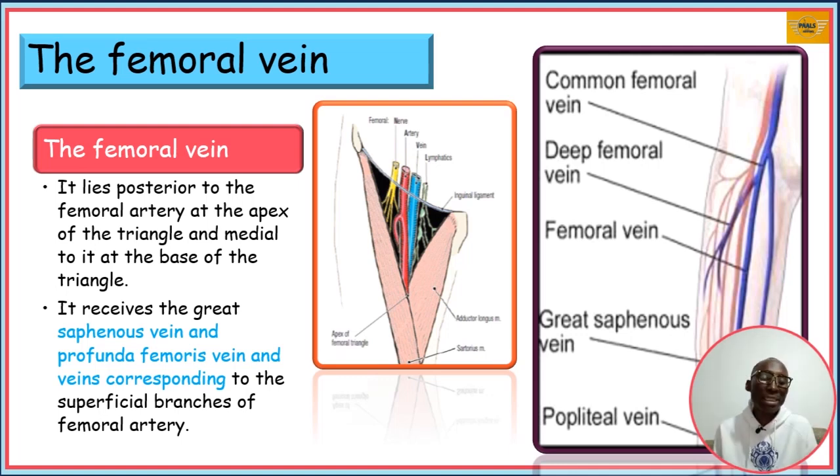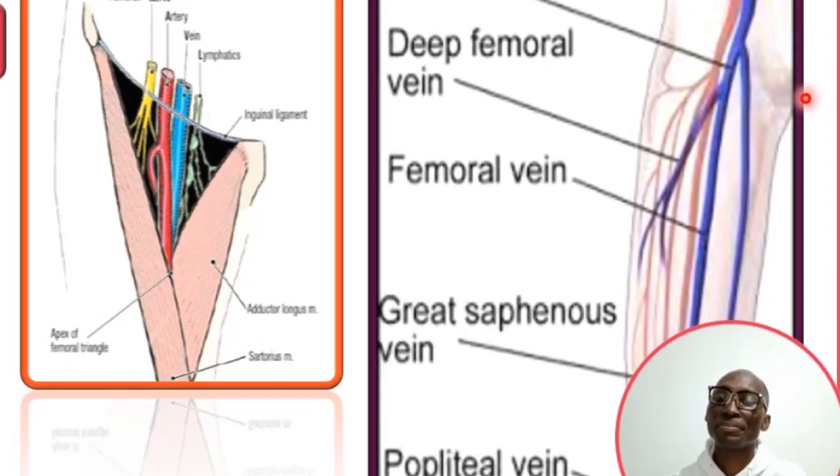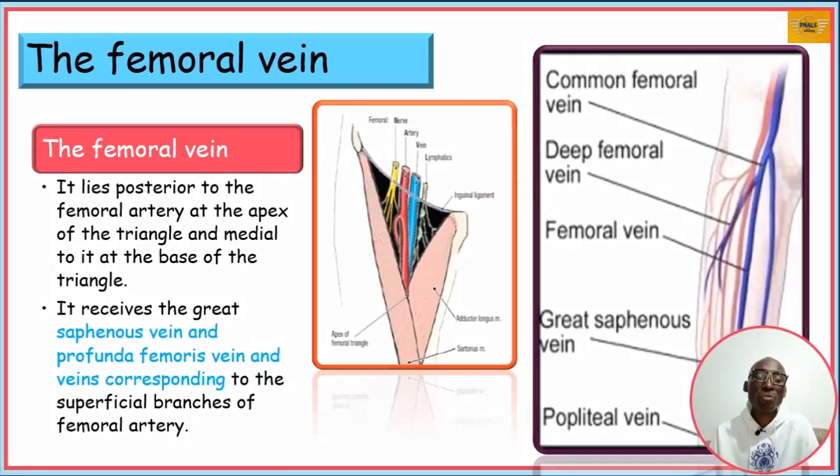Now, it receives a great vein called the great saphenous vein. This is the femoral vein, and this is one of the veins here called the great saphenous vein that will be emptying into the femoral vein after passing through the saphenous opening of the fascia lata. It also receives other veins like the profunda femoris vein, and then the rest of the veins corresponding to the superficial branches of the femoral artery.